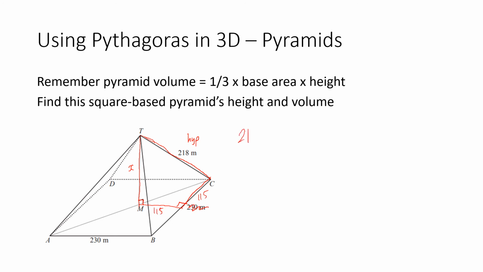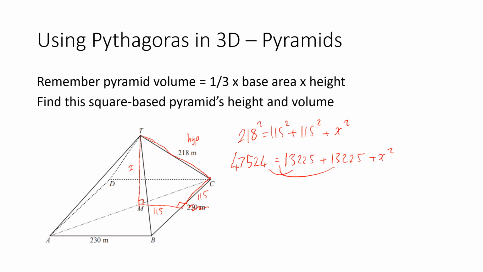So we can go 218 squared is 115 squared plus 115 squared plus x squared, which are going to give us this interesting combination of numbers. If we subtract those, our 13,000s from our 47,000, then we're going to end up with 21,074 is equal to our x squared. If we square root that, we're going to get the square root of 21,074 is 145, let's go one decimal place, 0.2 meters this time.